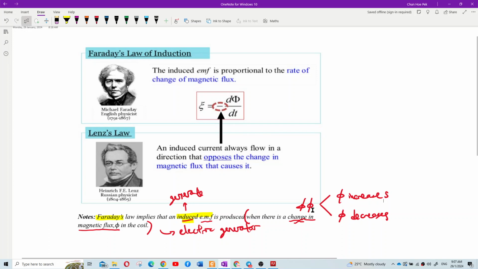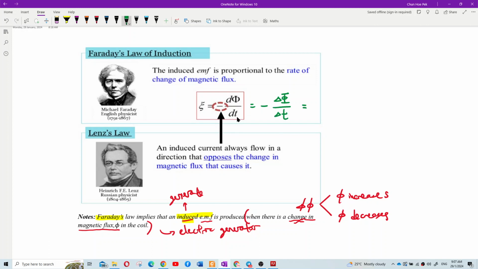How do you change the flux? Either you increase the flux or you decrease the flux. So this is the formula, class. EMF induced equals negative d phi over dt. Okay? So this is the one. You can write it this way, delta phi over delta t.